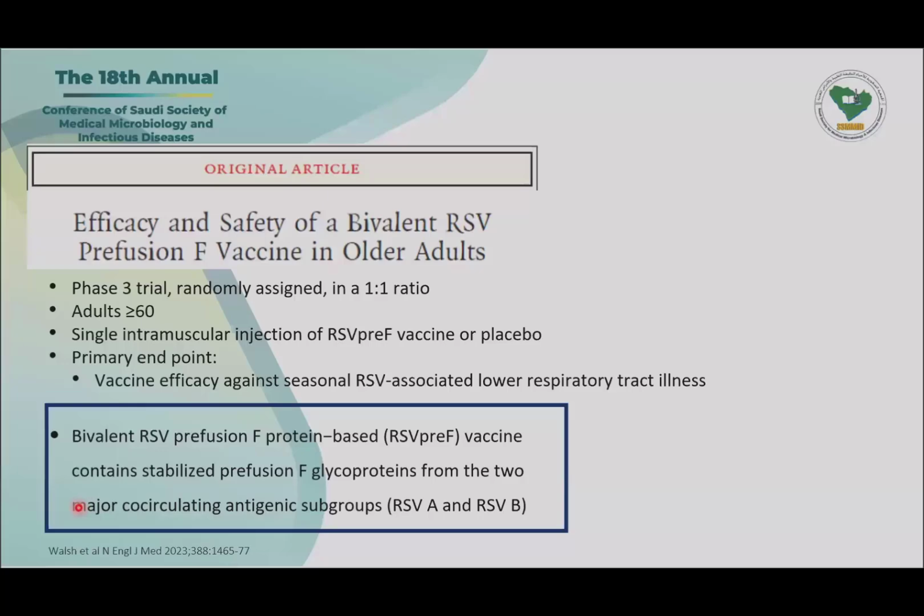So this is again a clinical trial, a double-blinded randomized trial, that included patients more than 60 years old. It was RSV vaccine versus placebo, and the primary endpoint was the vaccine efficacy against RSV-associated lower respiratory tract illness.